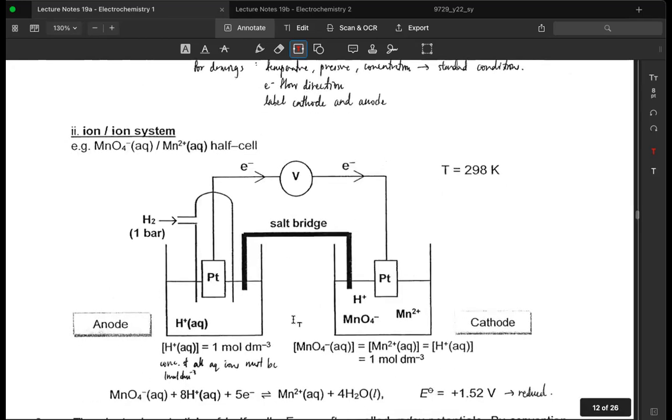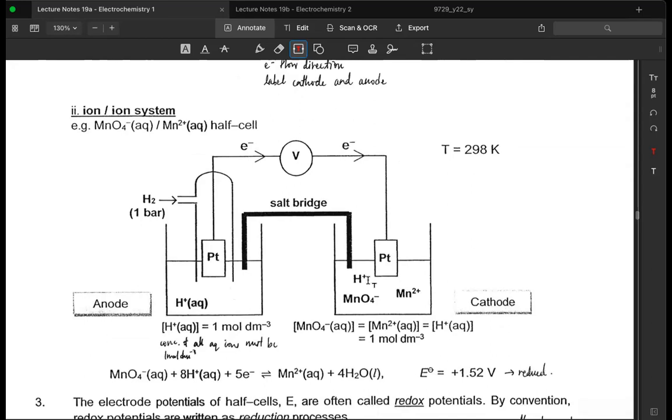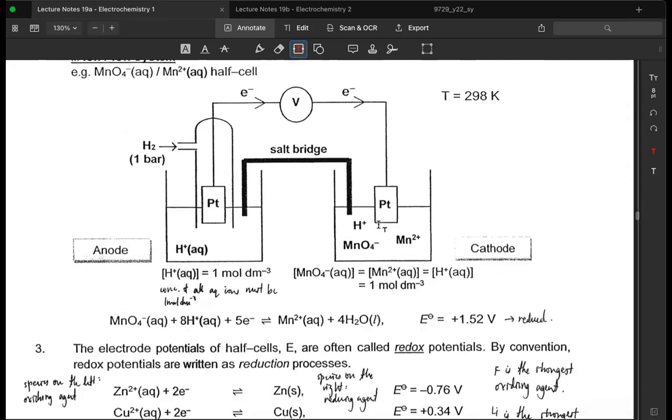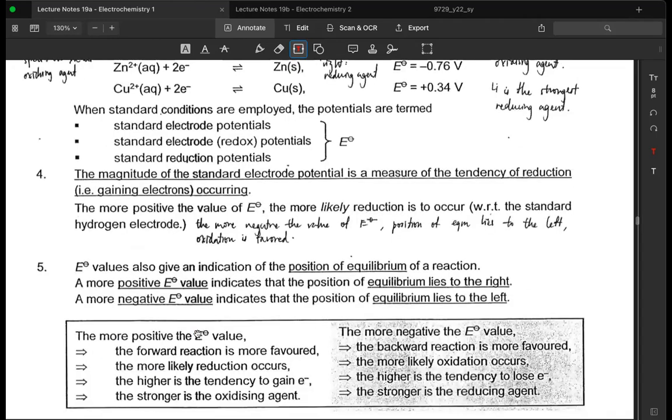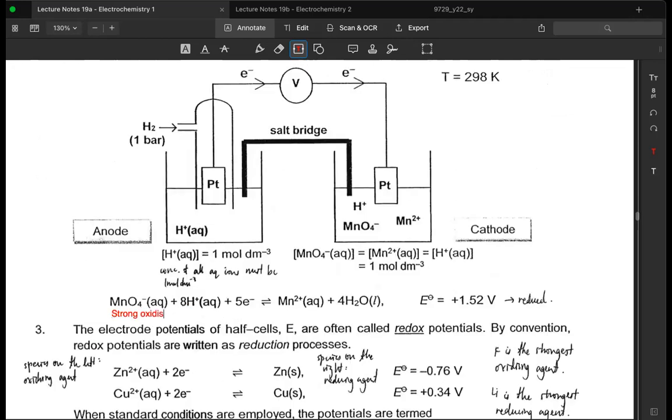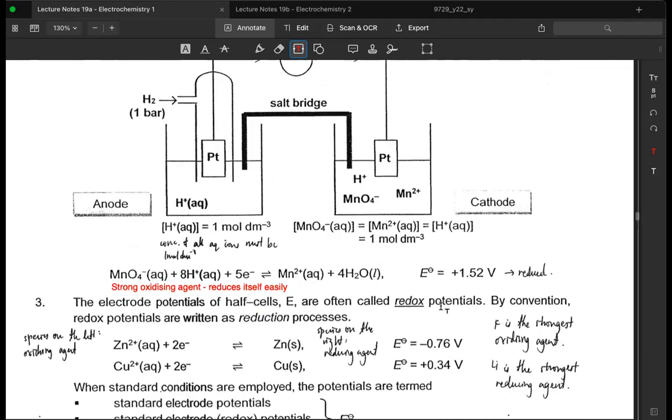Okay, next one is ion-ion system. Another example, MnO4 minus and Mn2 plus. So in this case, again, this is because MnO4 minus is a very strong OA. It's a very strong oxidizing agent. So because it's a strong oxidizing agent, it will be reduced very easily. So a strong oxidizing agent reduces itself easily. Okay, so the electrode potential is positive. All right.